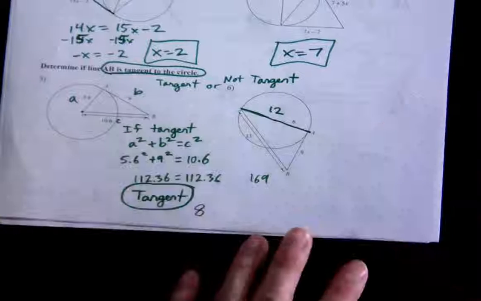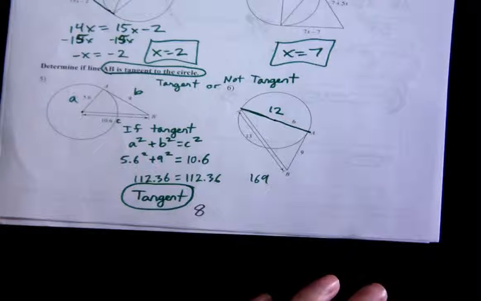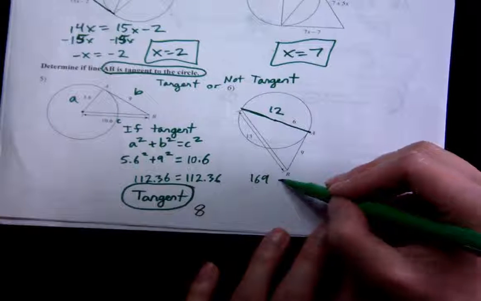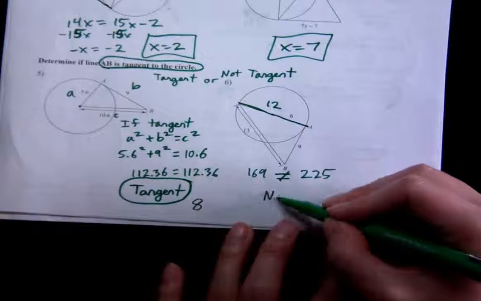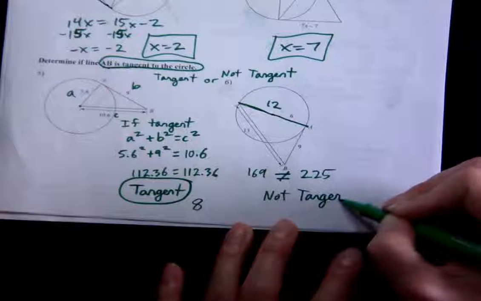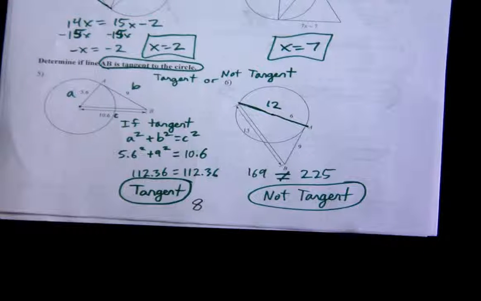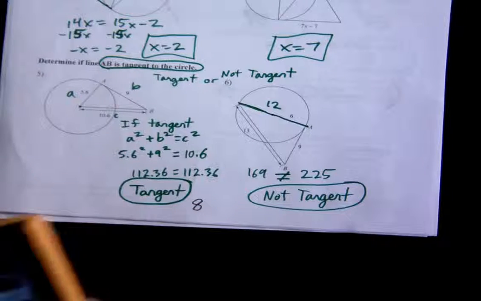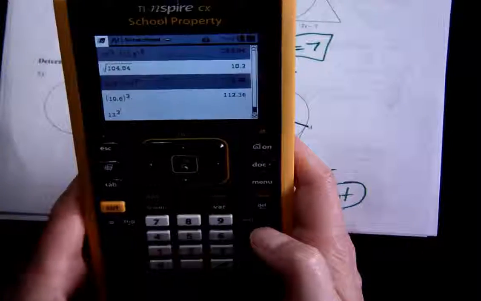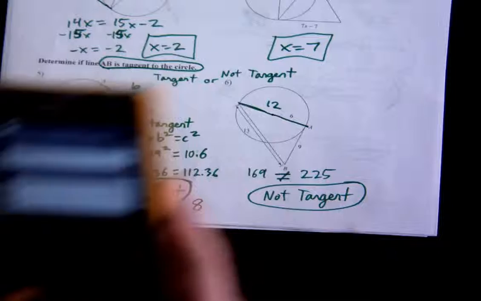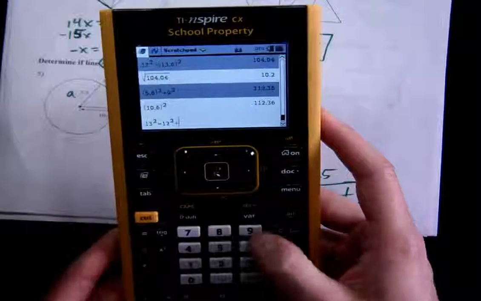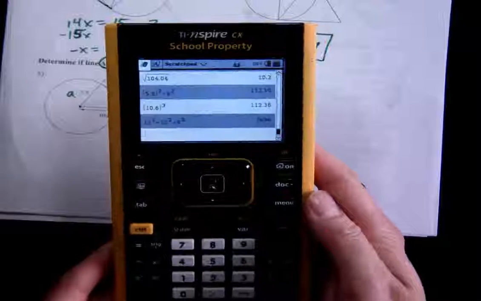So how about 12 squared plus 9 squared? 225. So that comes out to 225, and so it's not tangent. The other thing you can do is just type 13 squared, then the equals sign, then 12 squared plus 9 squared, and it tells you true or false for you.